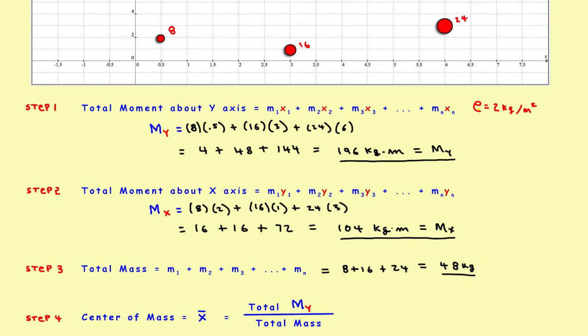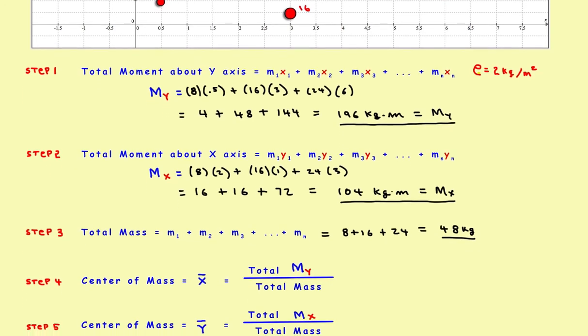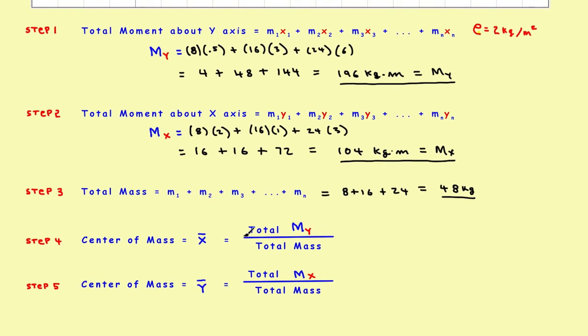Again, using the same steps in that previous video, to find the center of mass, the x-coordinate of the center of mass is just the moment about the y-axis divided by the total mass. So in that case, it would be the 196 kilogram meters divided by the total mass, 48 kilograms. And if you divide that, you would come up with 4.08 meters. And this is the x coordinate of the center.